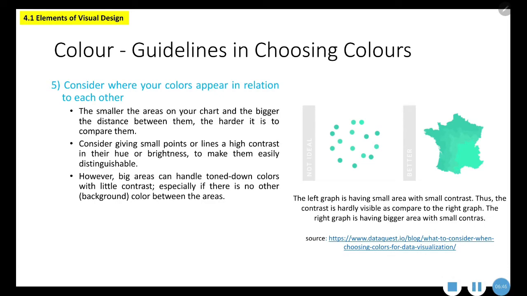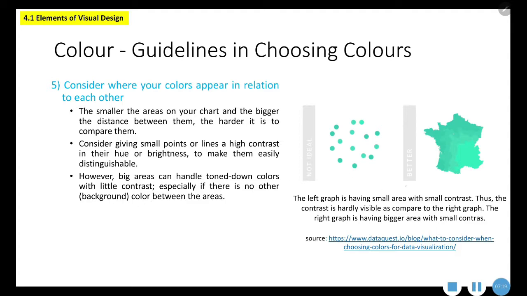The fifth one is to consider where your colors appear in relation to each other. The smaller the areas on your chart, and the bigger the distance between them, the harder it is to compare them. So consider giving small points or lines a high contrast in their hue or brightness to make them easily distinguishable. However, big areas can handle toned down colors with little contrast, especially if there is no other background or color between the areas.